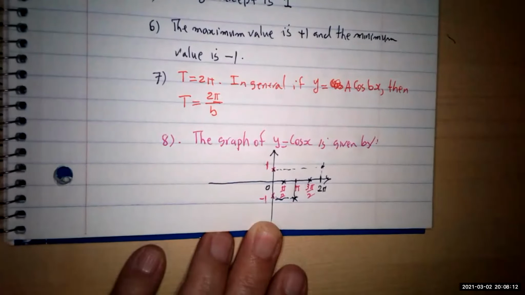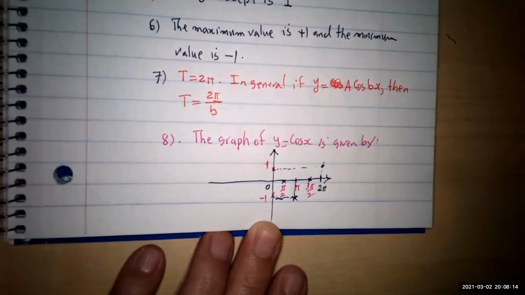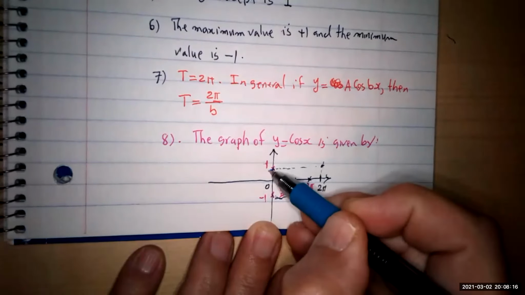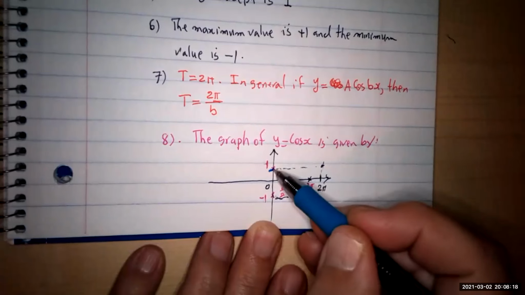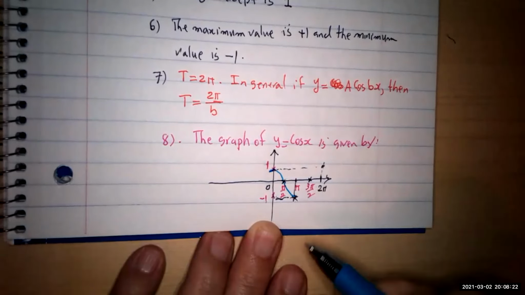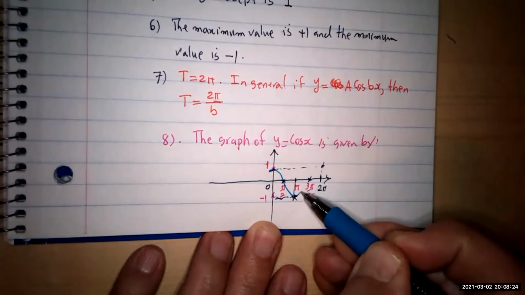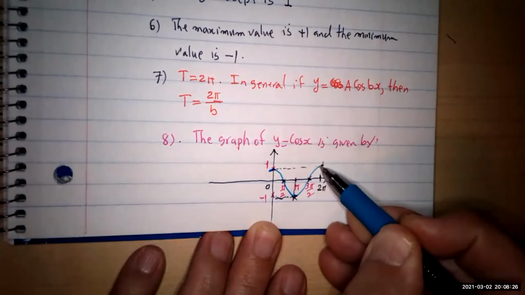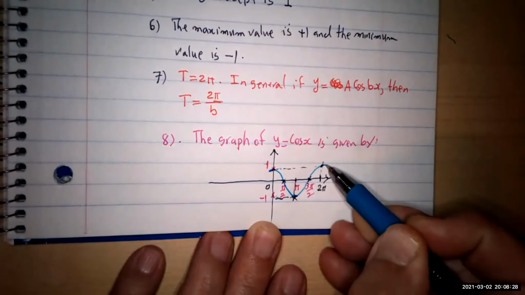Okay, so this is the situation you're going to have. You start from the top, going down to the minimum. Then you go to the intercepts and you end up with the maximum. So this is going to be the graph of the cosine of x. Very easy graph to consider.